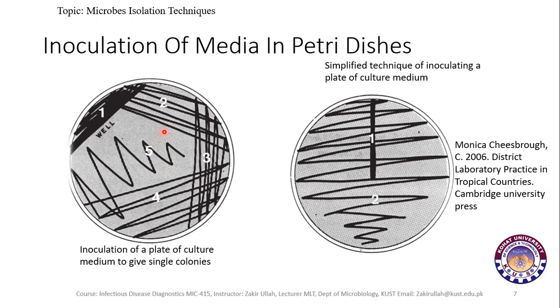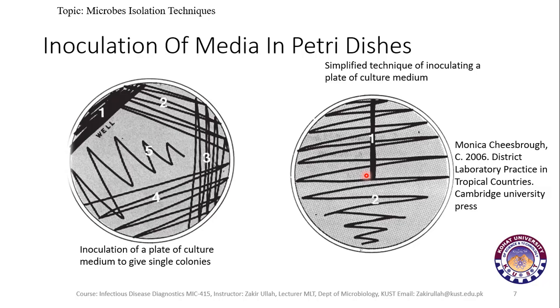And this method is used if a sample is inoculated on a whole plate. This is also a simple method, and if a sample is usually sterile and suspected of having a low number of microbes, this method is used. This is one of the simpler methods which gives us an identified and isolated colony.